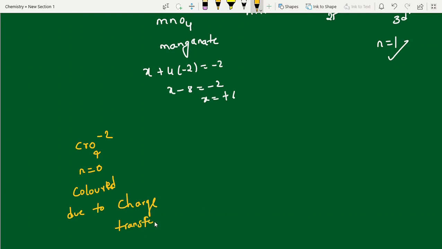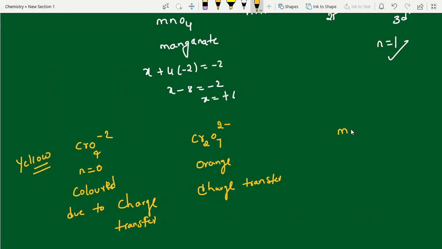What is this charge transfer? I can show. This is a yellowish color, yellow color. Next to dichromate, Cr2O7 2 minus. This is orange color, orange red. So here also charge transfer. Okay, d-d transition also gives colors and charge transfer also gives colors.